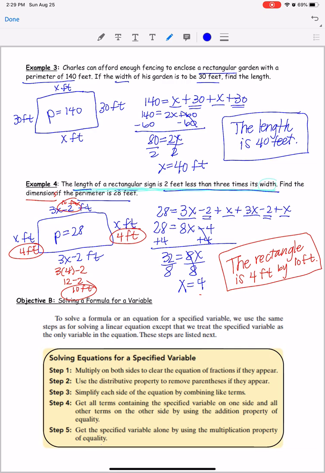So, multiply both sides to clear the equation of fractions if they appear. This one is optional, just so you guys know. You can usually solve these without doing that. Use distributive property. Simplify each side of the equation by combining like terms. Get all terms containing the specific variable on one side and all the terms on the other side, and then get the specific variable alone by using the multiplication property of equality. Usually we're using that to divide.